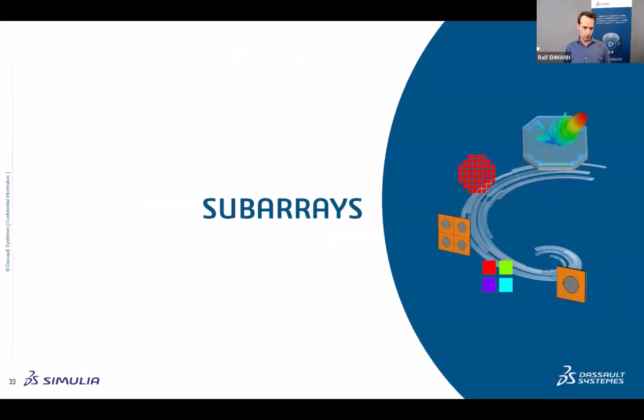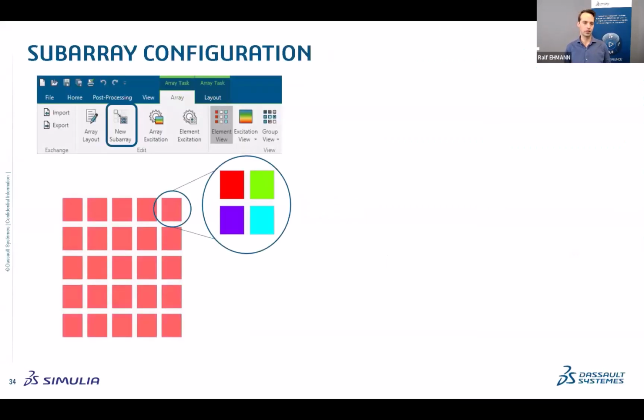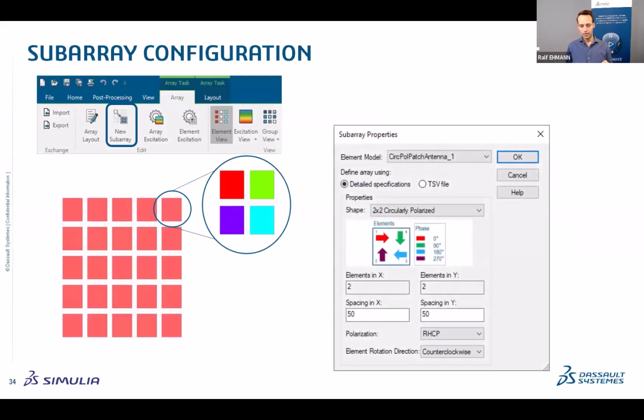So this brings me then to just briefly the last topic, which is the topic of sub-arrays. We recently introduced this functionality in the array task, so that you can configure it with sub-array elements. So each of these elements actually represents a sub-array, and you can select shapes and things to specify for the sub-array, as well as the element model being used.